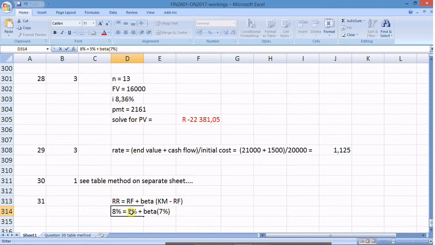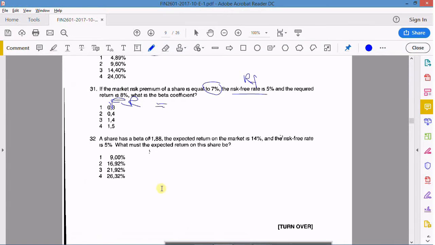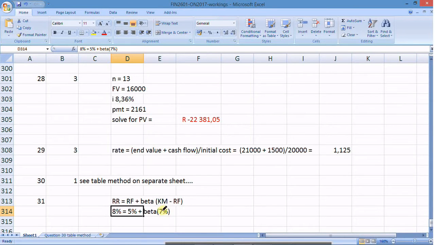What did they say in the question? If the market risk premium of a share is equal to 7%, the risk-free rate... Oh, okay, they've actually made a mistake. Because if you read the textbook here, the market risk premium, the RM minus RF portion of the risk premium, is called, okay, it's right. So it is this part. It's correct at that part.